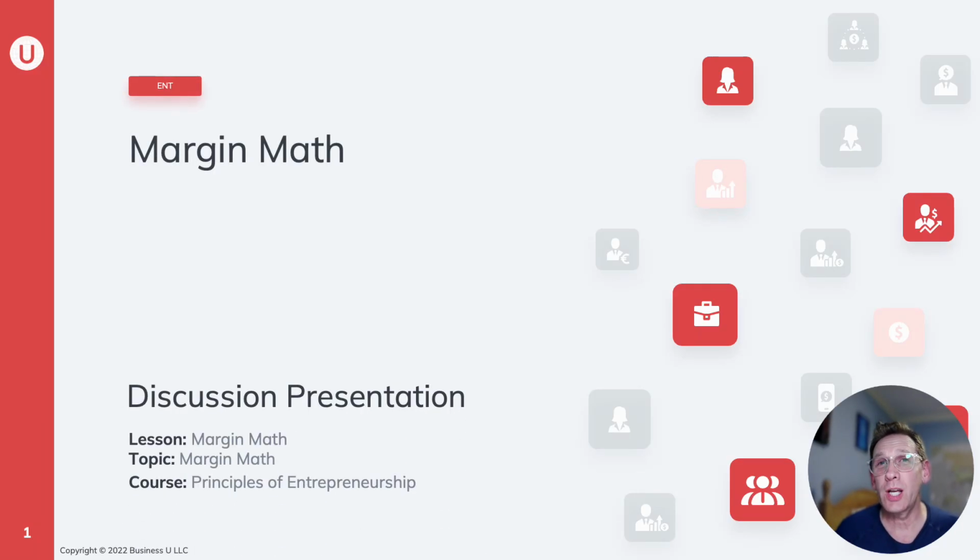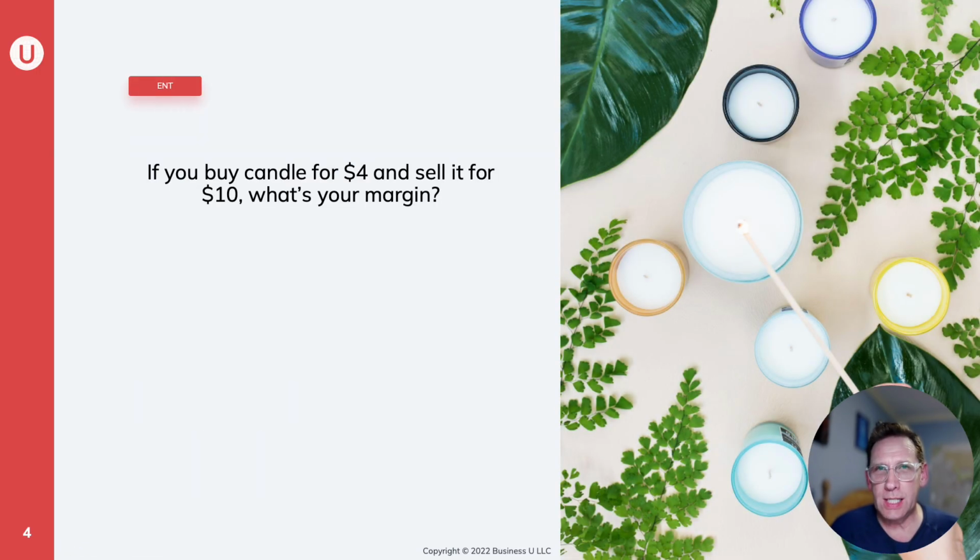In this lesson, we are talking about something called margin math. And yes, business does require math sometimes. So let's imagine a scenario for a second. What if you buy a candle for $4? Okay, your business is selling candles. So you buy a candle for $4 from a vendor, from a manufacturer, whatever, and you sell it for $10. Well, what's your margin in that case?